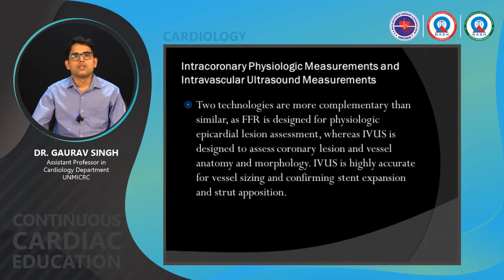Why do we need FFR against IVUS? These two technologies are completely different. FFR is basically for physiological assessment and IVUS is for anatomical assessment. IVUS is highly accurate for vessel sizing, confirming stent expansion, and stent deposition in left main angioplasty, but it does not provide much data about the physiological significance of a stenotic lesion. That is where FFR has a major role. These two modalities are basically complementary, and they cannot replace each other.